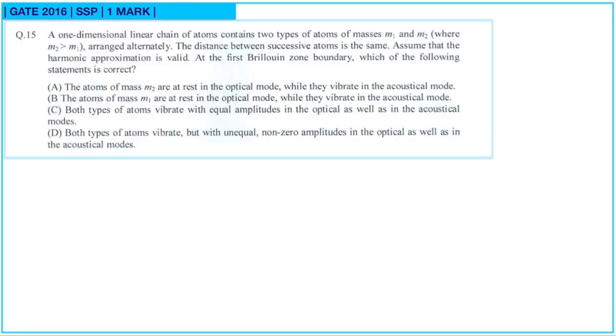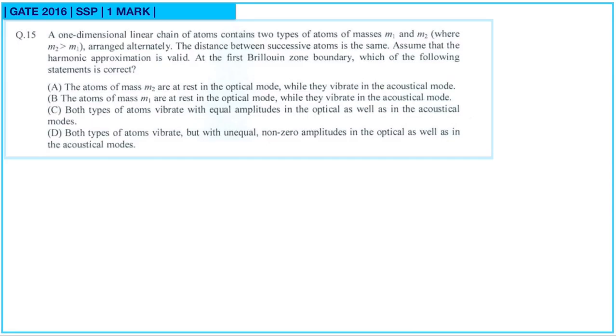A one-dimensional linear chain of atoms containing two types of atoms of masses m1 and m2, where m2 is greater than m1, arranged alternately. The distance between successive atoms is the same. Assume that the harmonic approximation is valid. At the first Brillouin zone boundary, which of the following statements is correct?